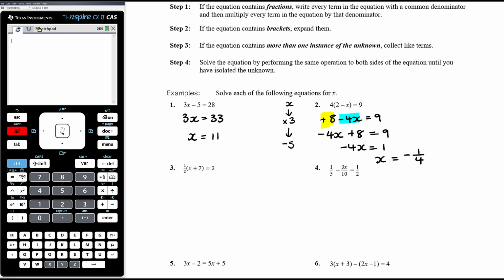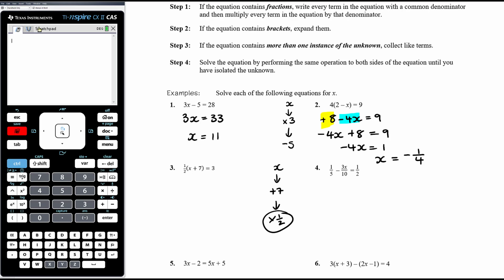Okay, example 3. So again, we could expand out the brackets first and get half x plus 7 on 2 equals 3. No problem with that, and that would work. However, the other way I could think about this is that on the left-hand side of that equation, the first thing happening to x is the plus 7. And the last thing happening is the multiplying by 1/2. So I could focus on undoing that first.